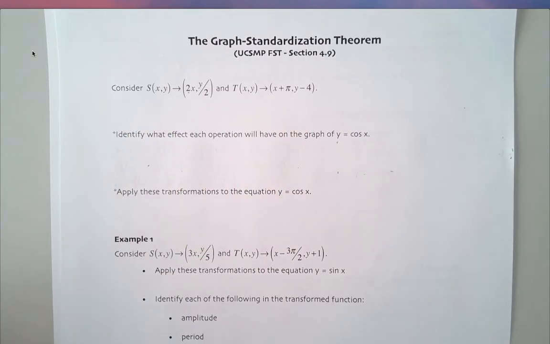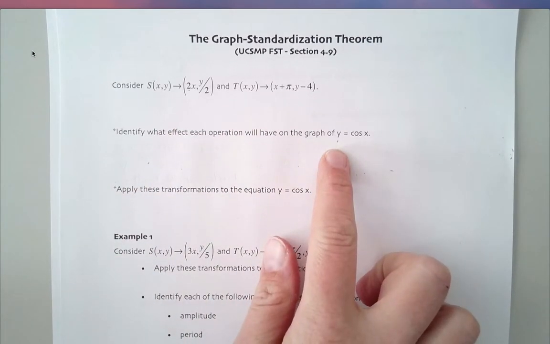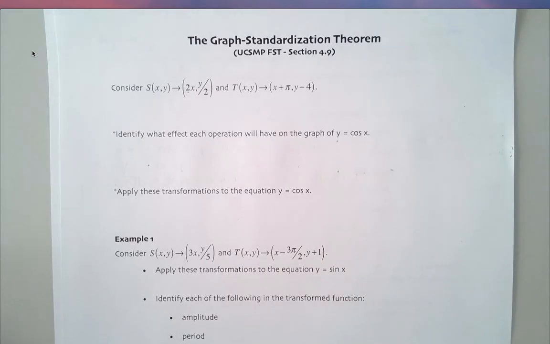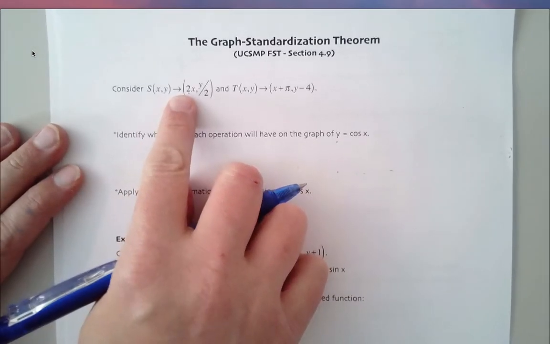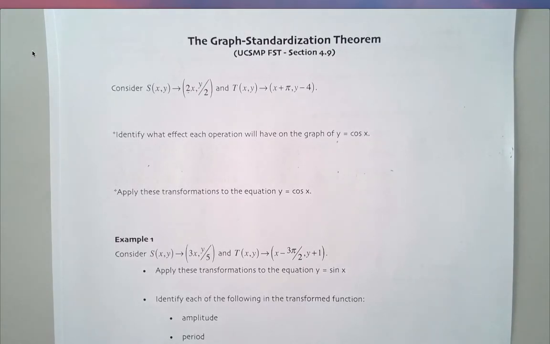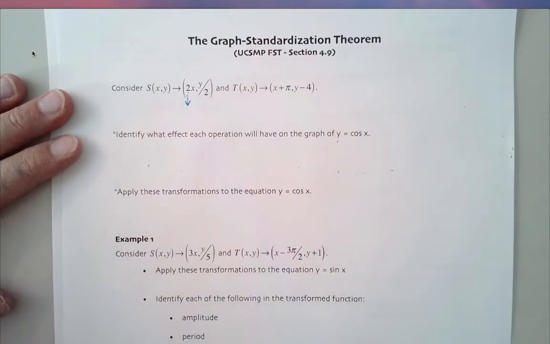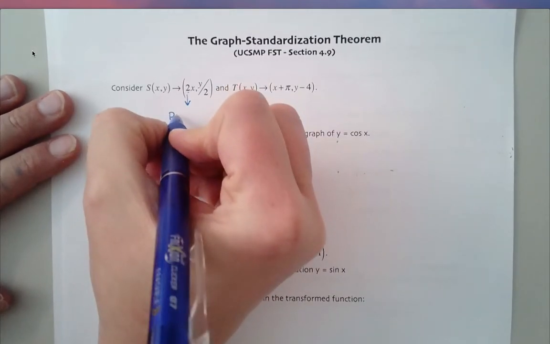And we're going to talk about what all of those things are going to do to this graph of y equals cosine of x. Okay, so looking at it piece by piece, I first just want to identify what each one of these things is going to change about my graph. So this 2x, that's a horizontal stretch. And when I do horizontal stretches and shrinks, what that's really doing is changing the period of my function.